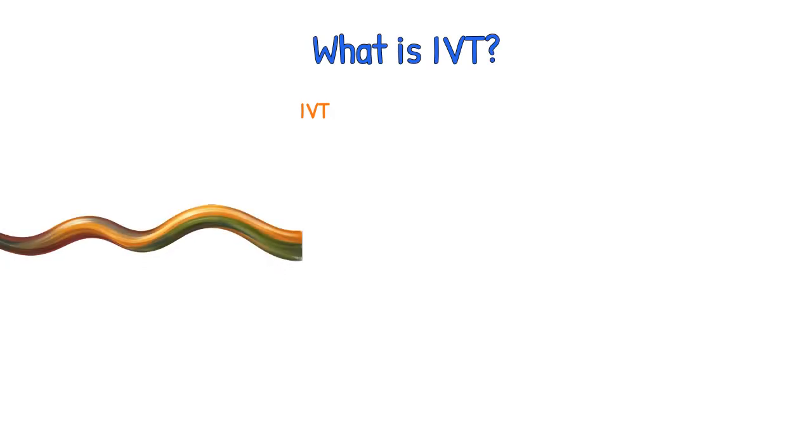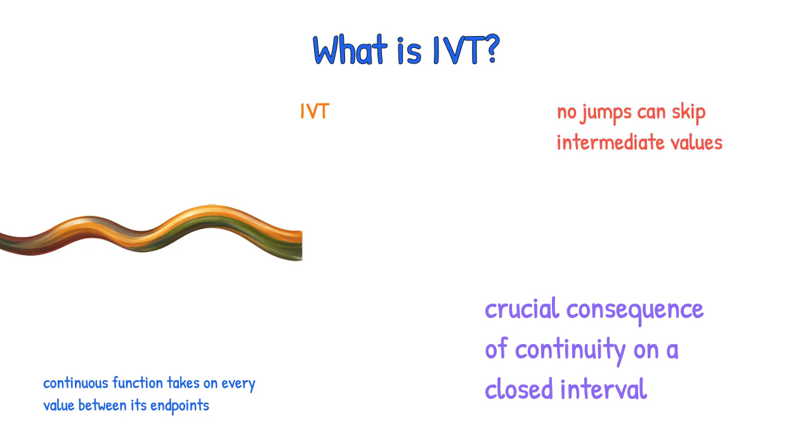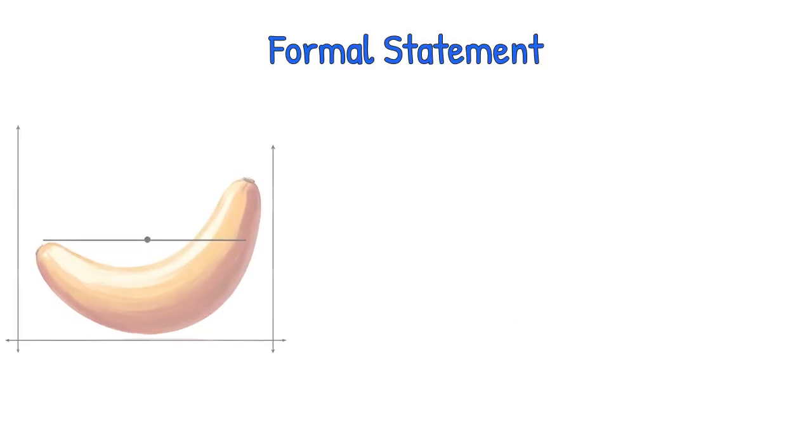The Intermediate Value Theorem, abbreviated as IVT, establishes a crucial consequence of continuity on a closed interval. It guarantees that a continuous function takes on every value between its endpoints, ensuring no jumps can skip intermediate values. Here is the formal statement.